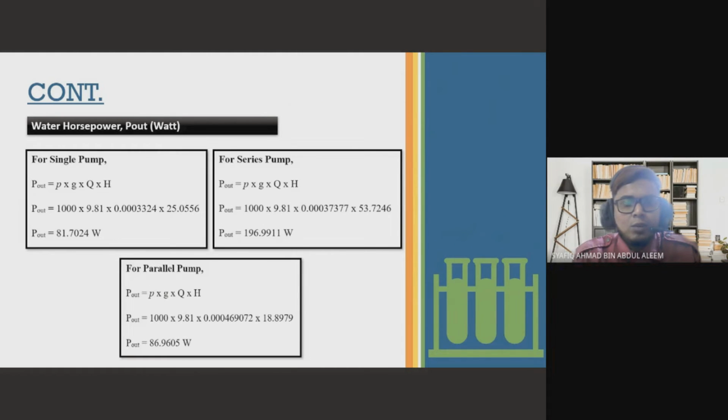Then there is water horsepower, also known as power output. For all configurations, the same equation will be used, which is the multiplication of density, gravity, flow rate, and net head. You may look at the sample calculations for each configuration on the slide.